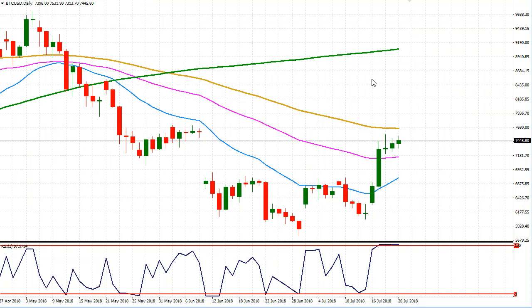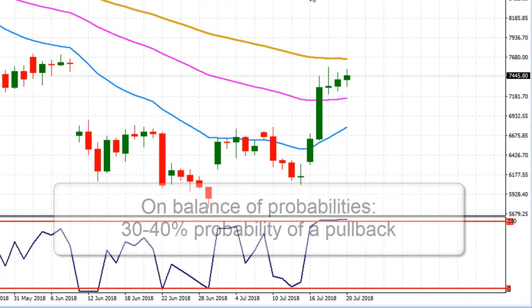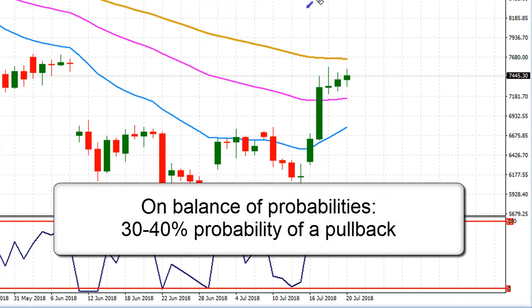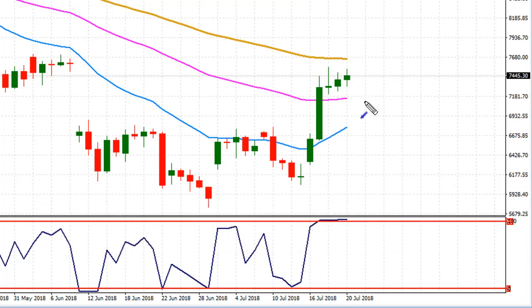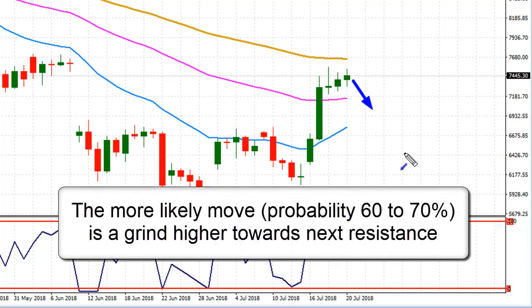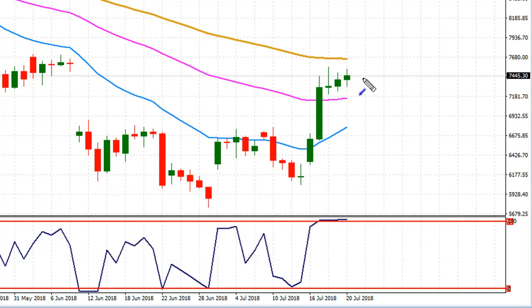In other words, on the balance of probabilities, here's what I think is likely. I would give this right now about a 30 to 40% probability of a pullback. So again, a lower probability. So I think the probability of a pullback to the averages, on the balance of probability, is about 30 to 40%. Not very high. But on the balance of probabilities, the more likely move, the higher probability move, about 65 to 70%, is that we're probably going to see a grind higher to test the 100 EMA. And that's the orange line on my chart there.